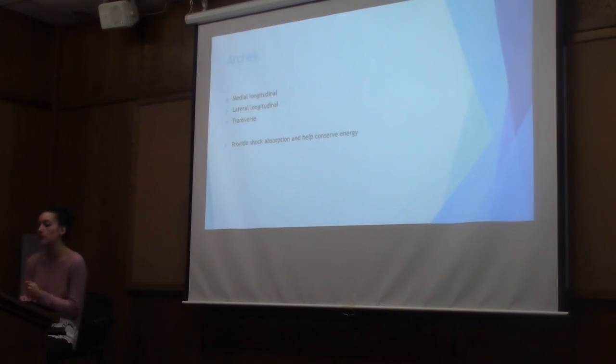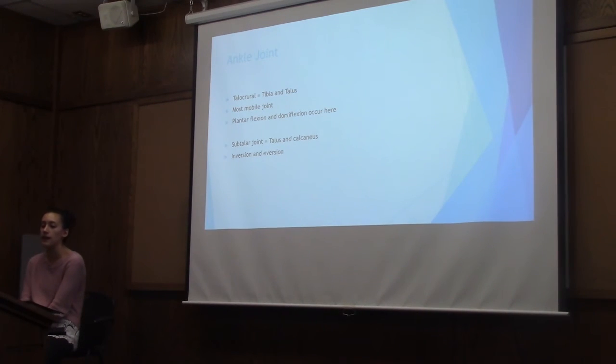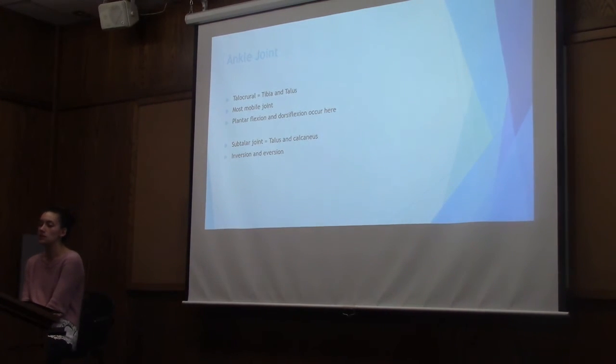And arches will be important for some injuries that we'll talk about. Okay, so the ankle joint is the talocrural joint. It's between the tibia and the talus. It's the most mobile joint, the ankle, and plantar flexion and dorsiflexion occur there. And then there's the subtalar joint, talus and the calcaneus, and inversion and eversion occur there. So know what those look like, what makes up the joint, what motions occur there.